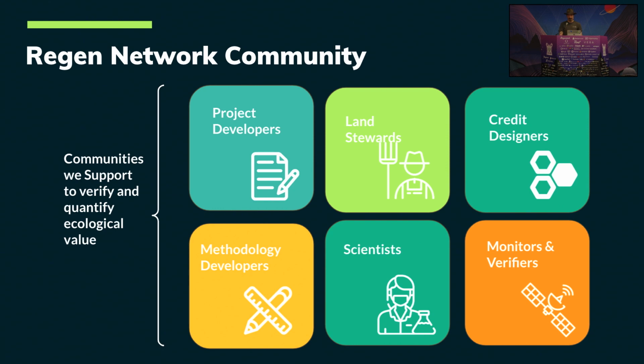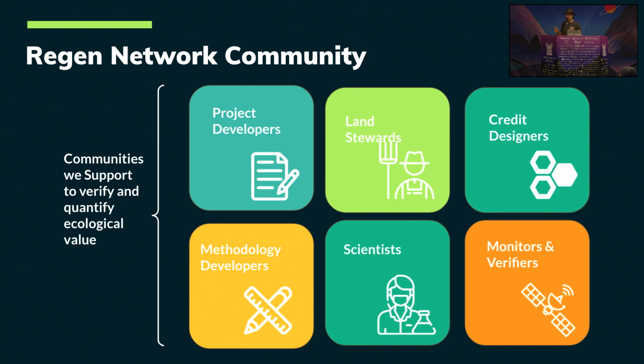So who's our community? Regen Network community is made up of project developers, people who are taking risk to try to develop carbon credits mostly at the moment, but biodiversity credits, water quality, marine conservation, blue carbon. I mean, there's a huge variety of different things happening. Land stewards, just people on the ground who are actually stewarding landscapes, are a major part of the constituency of the network. Credit designers, methodology developers, scientists, monitors, and verifiers.